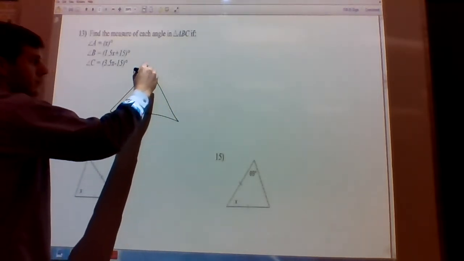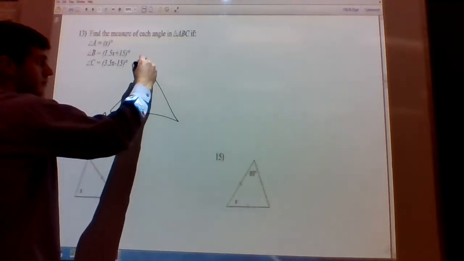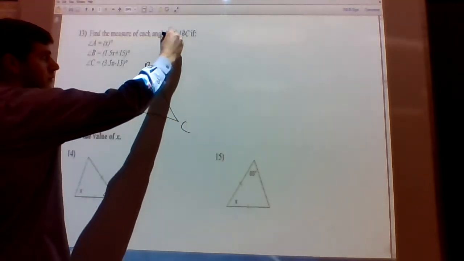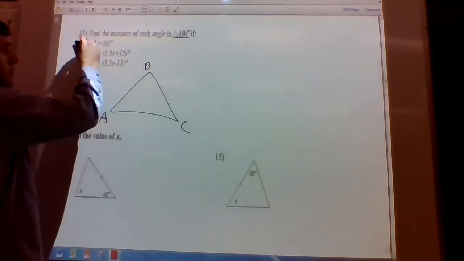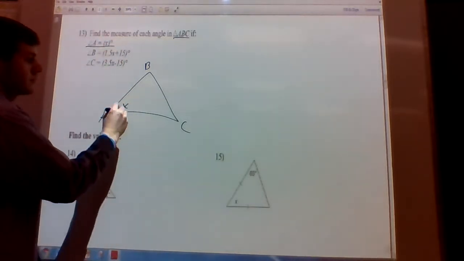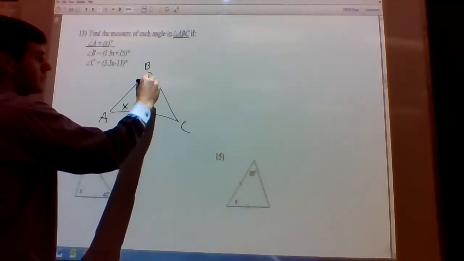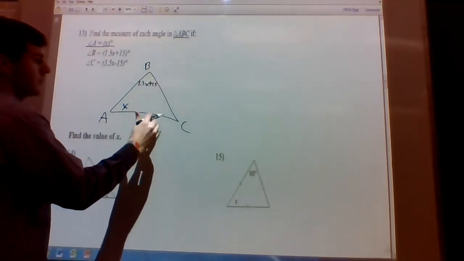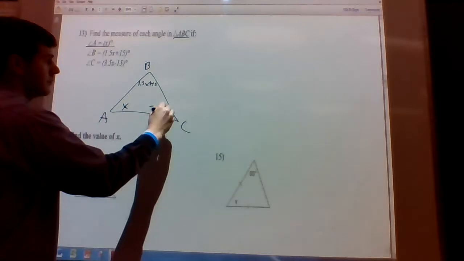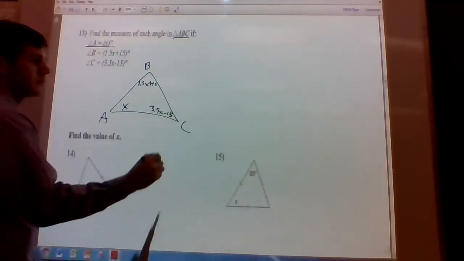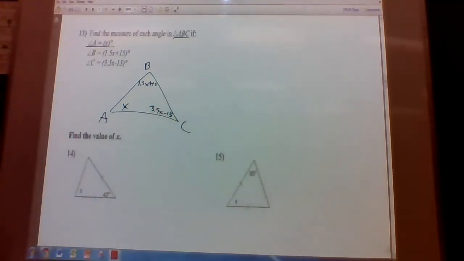So we have a triangle. It's ABC. Okay, we have triangle ABC. It's telling us the measure of angle A is x. Measure of angle B is 1.5x plus 15. Measure of angle C is 3.5x minus 15. So here we have, they tell us an expression for each of the three angles of the triangle.